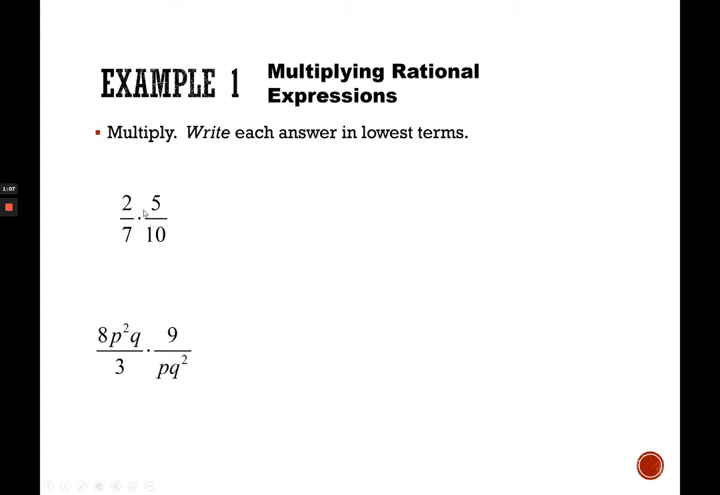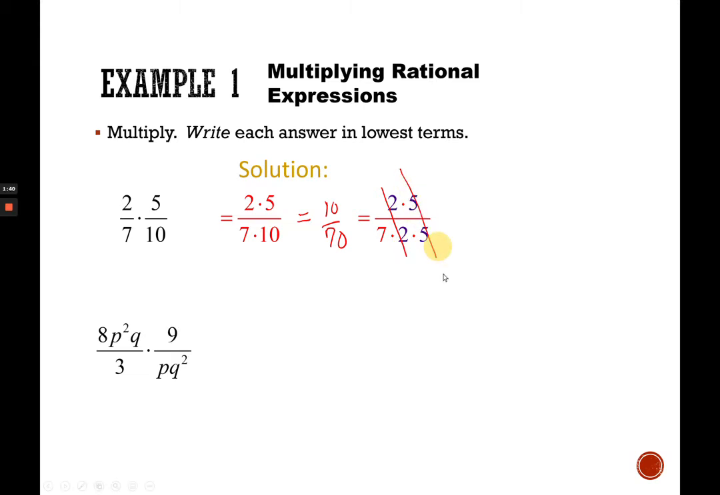Multiply 2 over 7 times 5 over 10. Let's start with simple arithmetic operations. To do that, you multiply 2 and 5, and 7 and 10. You can choose to multiply 2 and 5, which becomes 10, and 7 times 10 is 70. Or you may choose to apply factoring. 10 is factored as 2 times 5, wherein you could cancel 2 and 5. If everything is cancelled, there should be 1 left. The answer is 1 over 7.